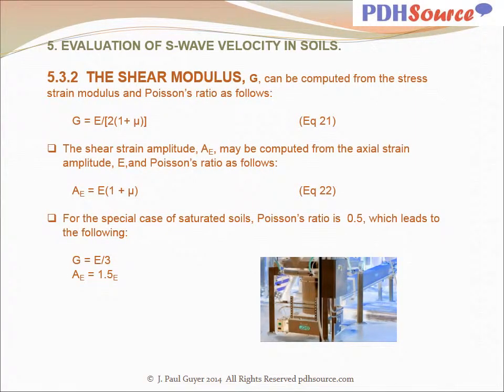The shear modulus G can be computed from the stress-strain modulus and Poisson's ratio using equation 21 on slide 38. The shear strain amplitude may be computed from the axial strain amplitude and Poisson's ratio as indicated by equation 22 on slide 38. For the special case of saturated soils, Poisson's ratio is 0.5, which leads to the formulas indicated at the bottom of slide 38.